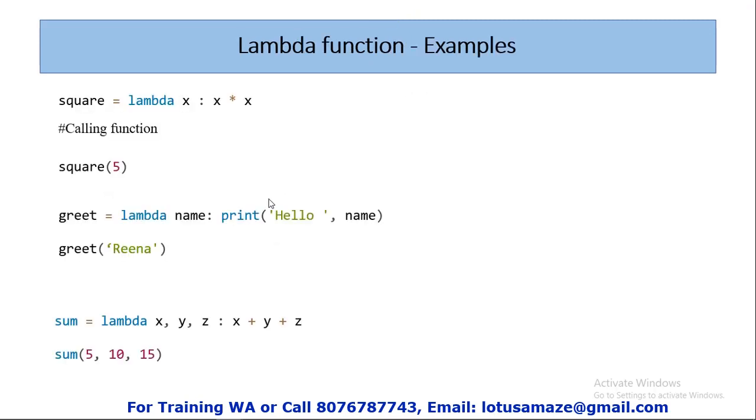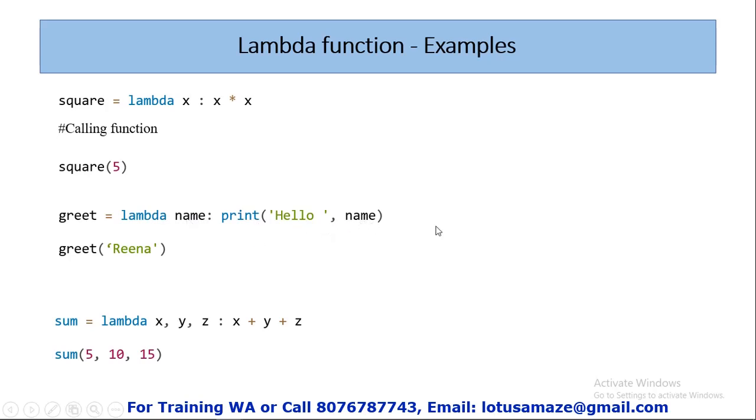For example, square equals lambda x. x is the parameter or argument. Colon, x into x is the expression. When we call square of 5, it will pass 5 here, and 5 into 5 is 25. Similarly, we can have a greet program: lambda name. Name is the parameter here. Print hello name.